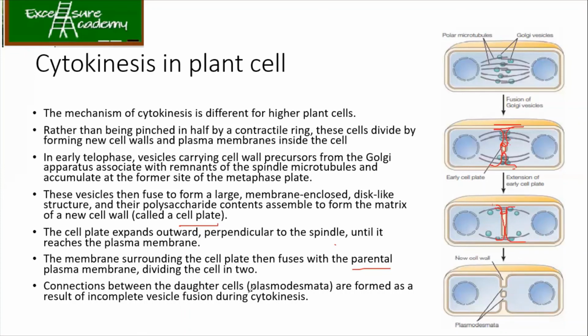Now, connections between the daughter cells are formed as a result of incomplete vesicle fusion during cytokinesis, and that results in the formation of your plasmodesmata, which we have also discussed earlier. Clear, guys? In the plant cell, how is it happening? It is not that a contractile ring will form here. Instead of that, Golgi vesicles come together. They start taking off these portions like this. They start fusing like this. Cell plate formation, and then slowly they fuse. Since there is no complete fusion, because of this, the plasmodesmata is formed, which results in connections between the two cells.